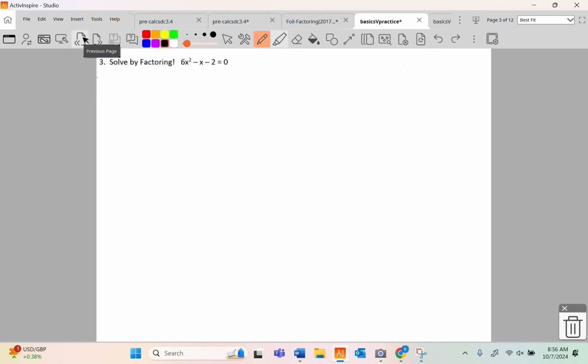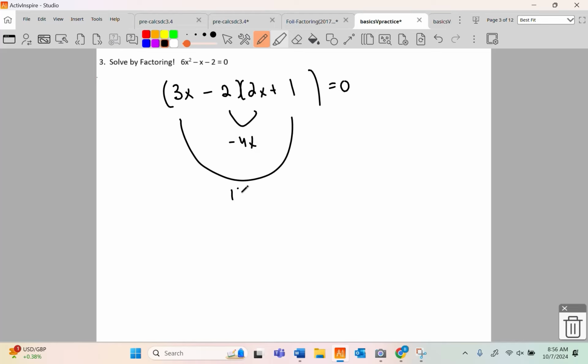Number 3 is a solve by factoring. So you're going to factor it, and then you're going to use the zero product property. I feel like to make a 6x squared, I want to use a 3x and a 2x. Factors of 2 are 1 and 2. I'm going to check myself here. That's negative 4x. That's positive 3x, and 4x minus 3x is negative x. That's how I check myself. So it passed the check. I guessed and I checked.